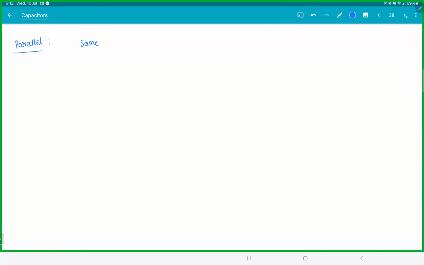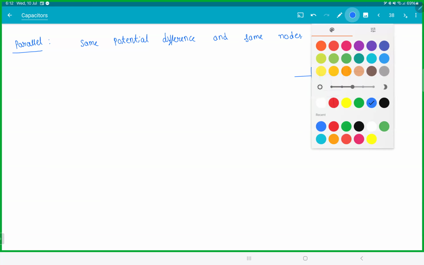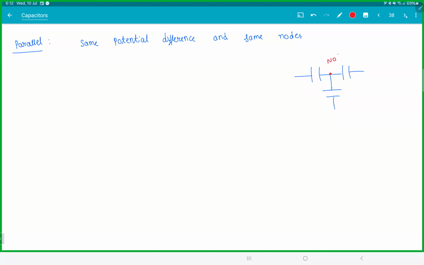They have the same potential difference, and they're connected across the same nodes. What are nodes? Nodes are nothing but the point where the two branches meet. So if you have something like this, this is a node, a point where branches meet.